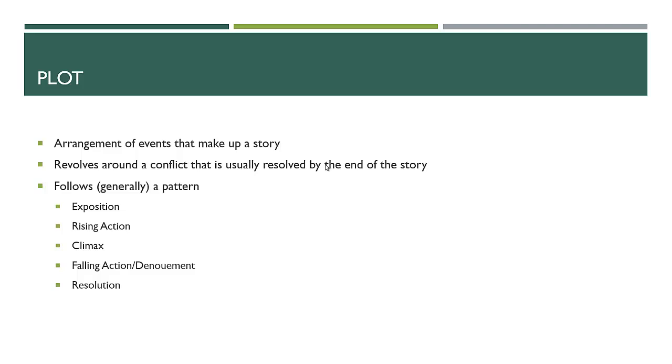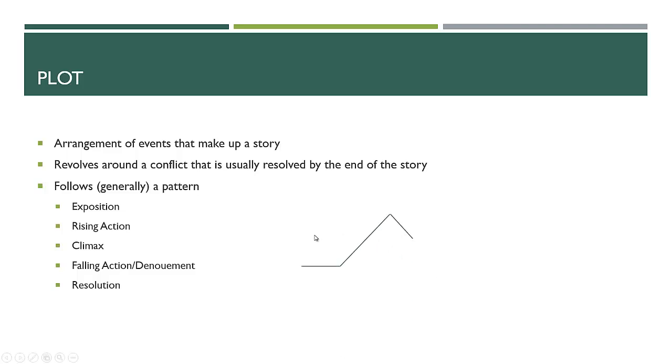We start with the exposition that gives us the background information, gives us information about things like setting. And then we have the rising action. Those are the events that are building up throughout the story to the climax, which is the most exciting point of the story. Then, after the most exciting part, we have this falling action. The fancy term for that is denouement. And then at the end, again, if it's following this pattern, we have a resolution.